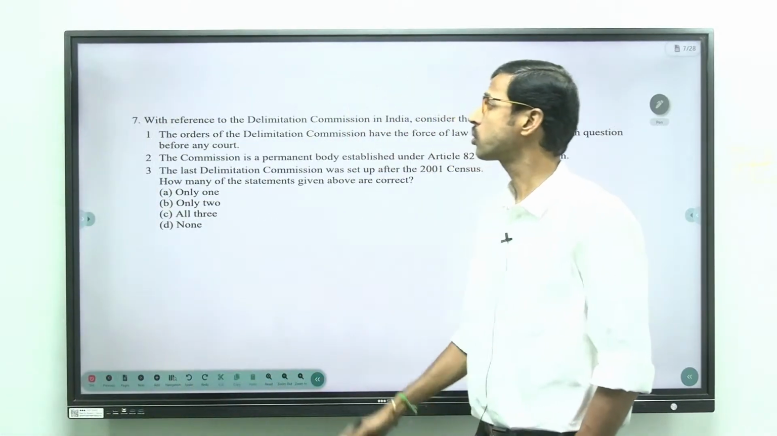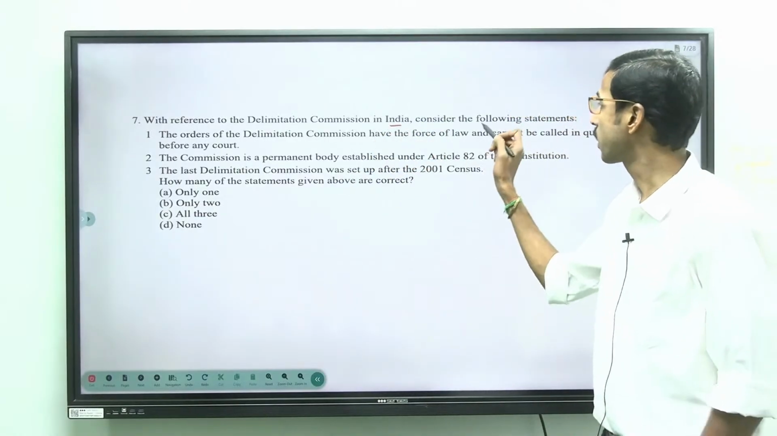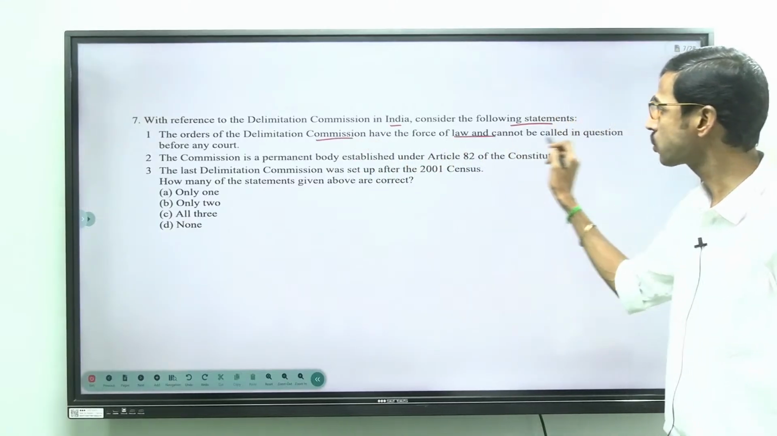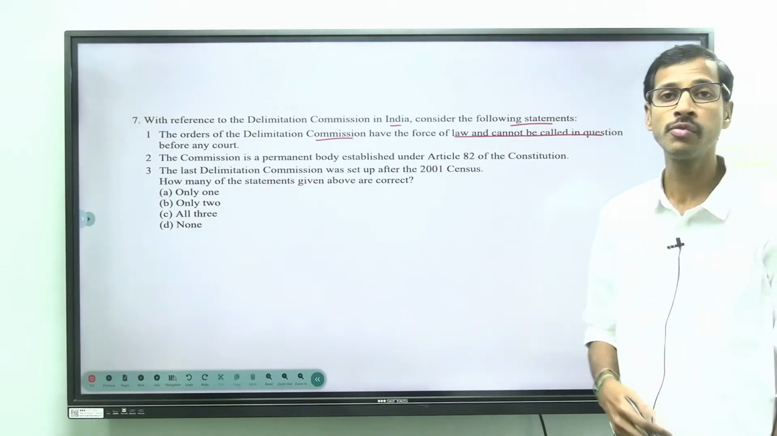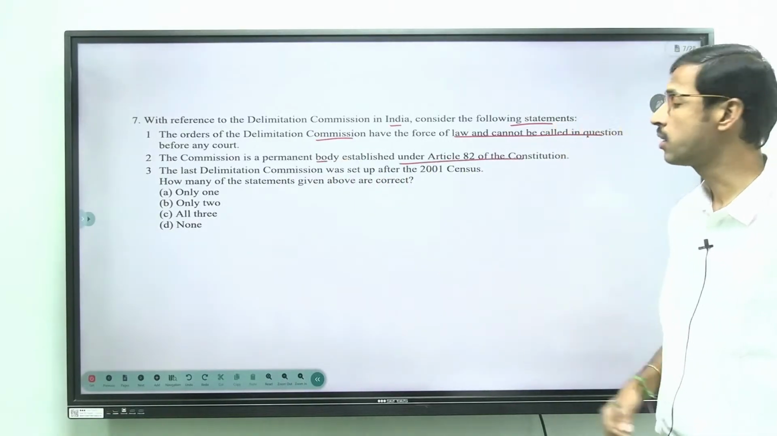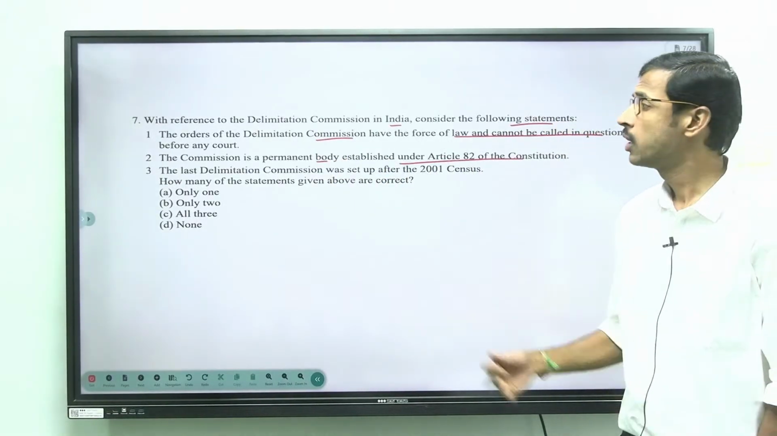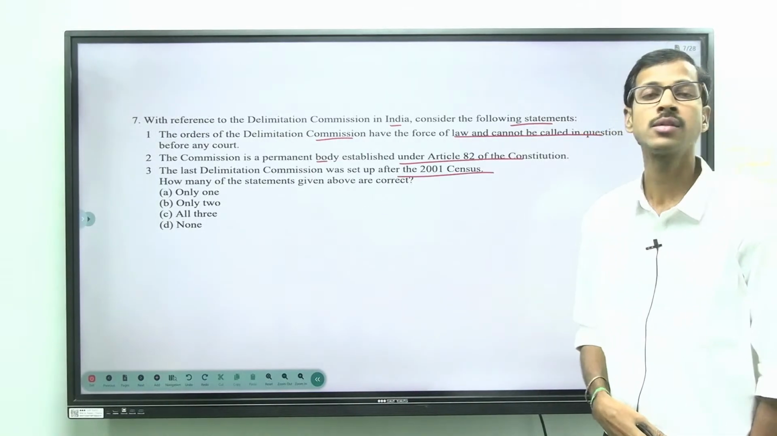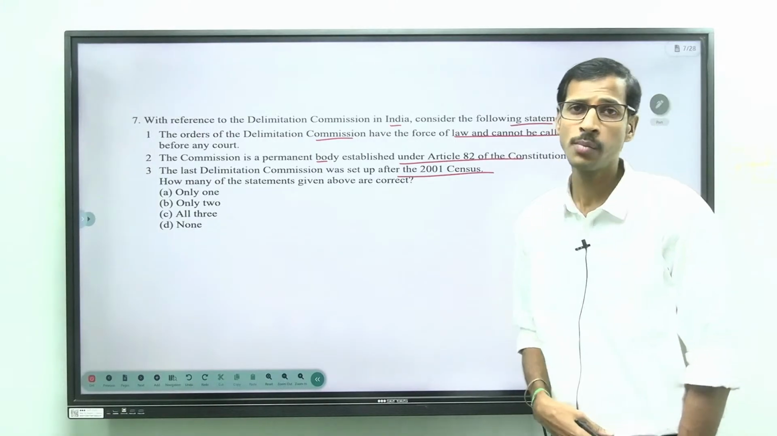Next, with reference to the Delimitation Commission in India, consider the following statements. The orders of the Delimitation Commission have the force of law and cannot be called in question before any court, right? The commission is a permanent body established under Article 82 of the Constitution. The last Delimitation Commission was set up after the 2001 census. So delimitation is a very important process.